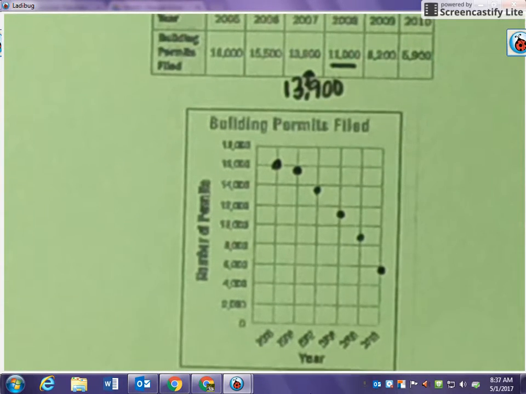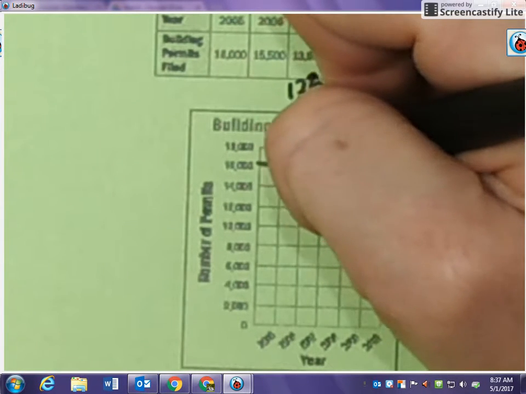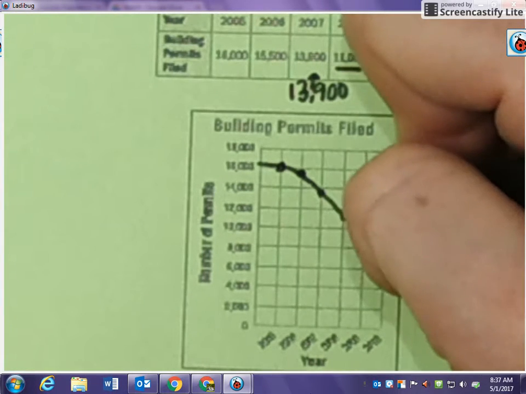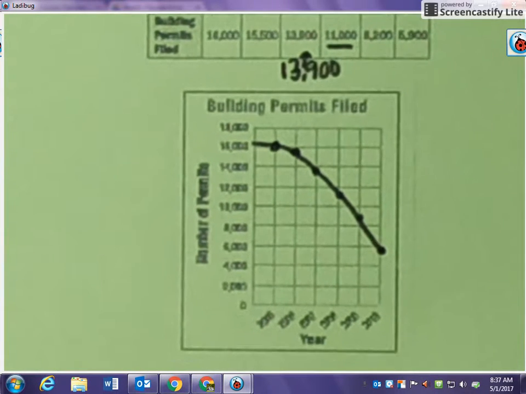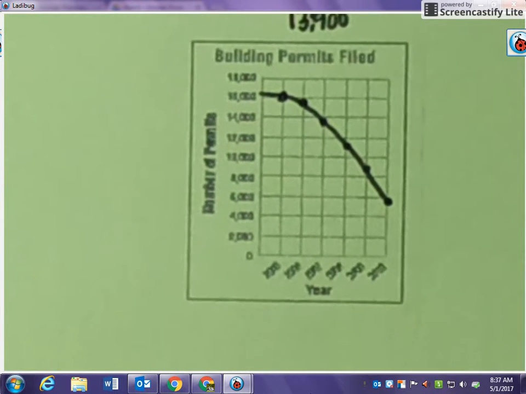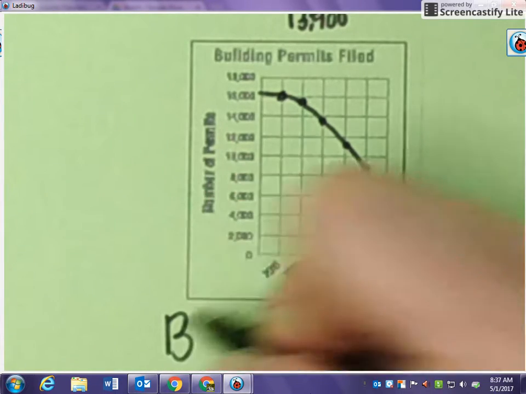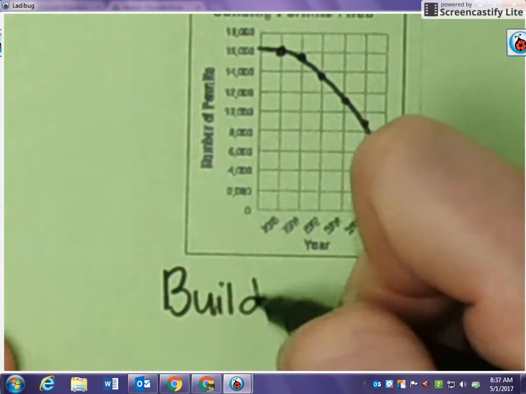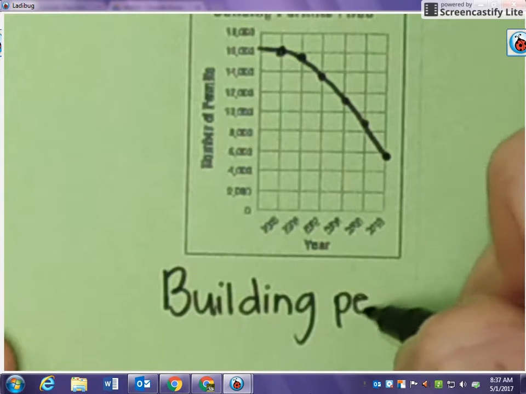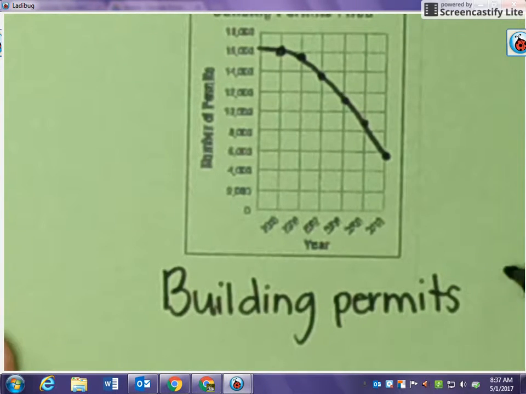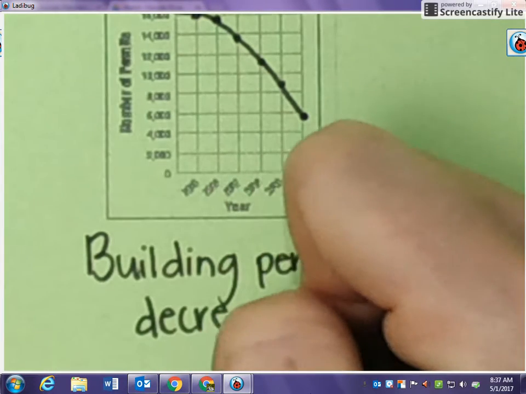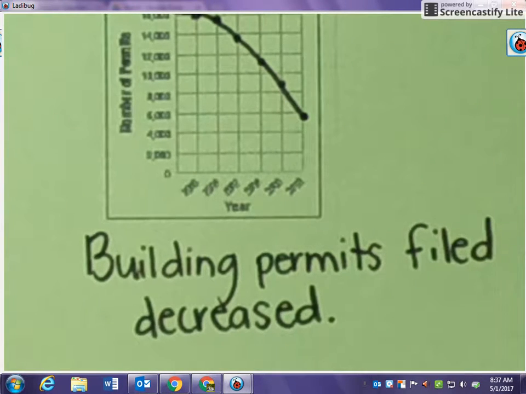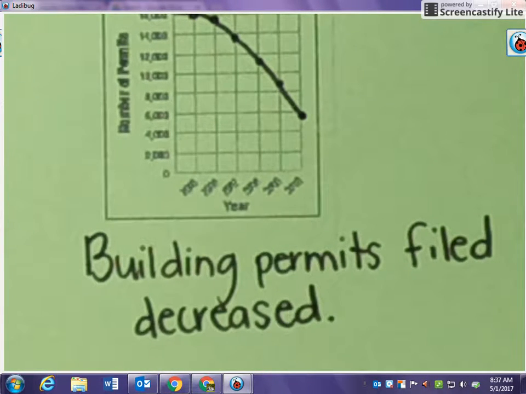What do I do next if it's a line graph? Connect them. So, building permits filed, does it increase or decrease? Decrease. So, building permits filed decreased. Simple, right? Are we okay with that?